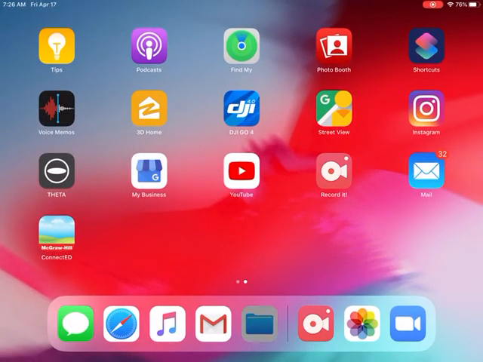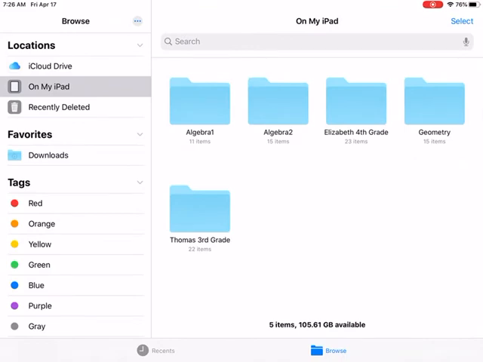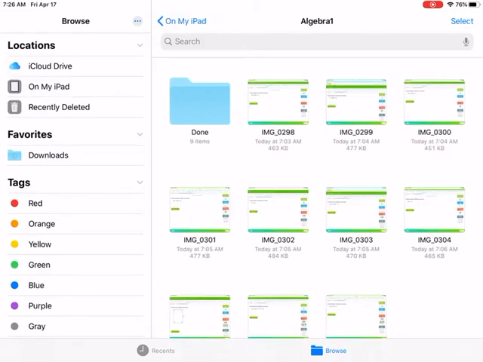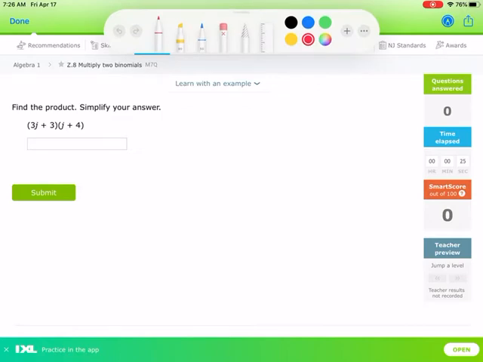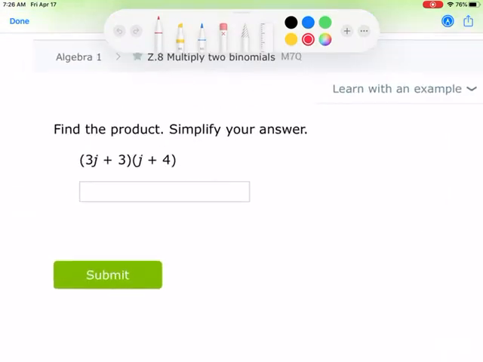Okay, guys, good morning. Algebra 1, we are doing Z8 through Z10. So here we go. Z8, multiply two binomials together. So you're just going to distribute, just like you would any other time here.